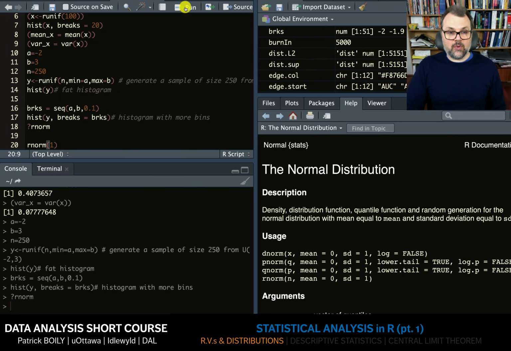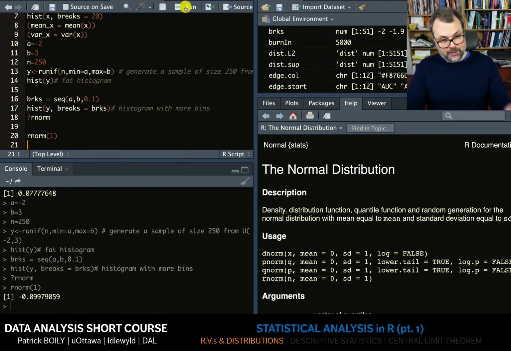So you can draw 1 number. Here's 1 number. You say it's negative. It's close to 0, as one would expect. When you sample from the standard normal distribution, if you don't specify any parameters, it assumes that you're generating numbers from the standard normal, which has mean 0 and standard deviation of 1.